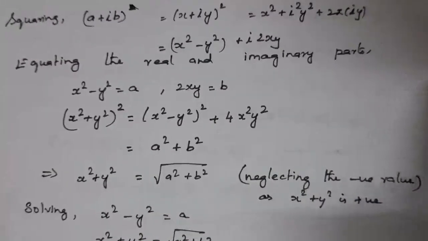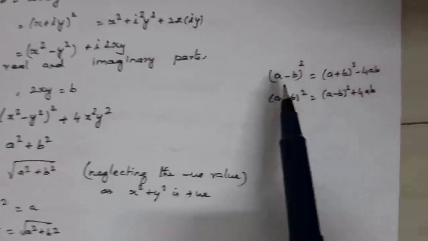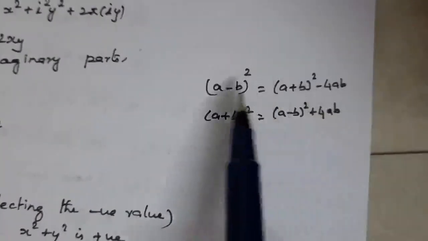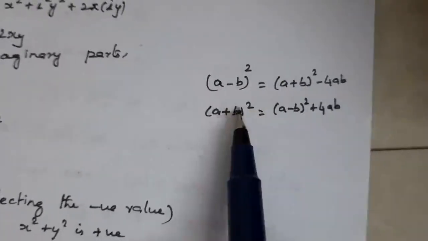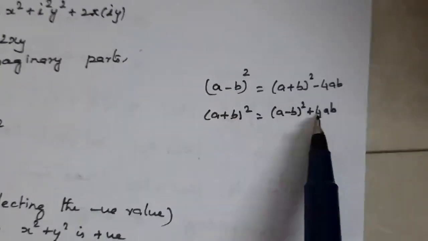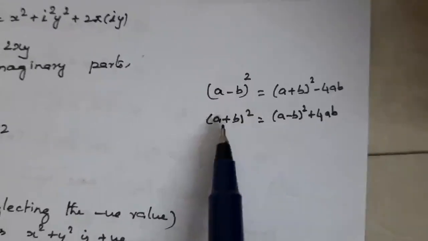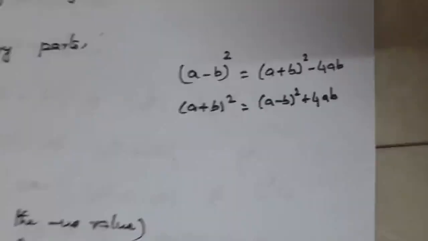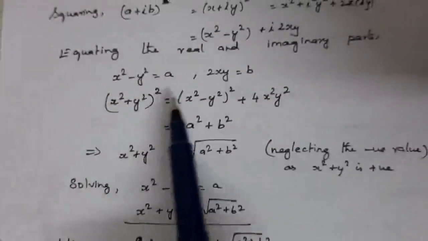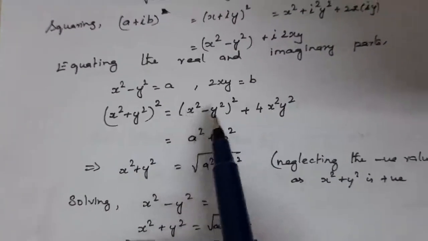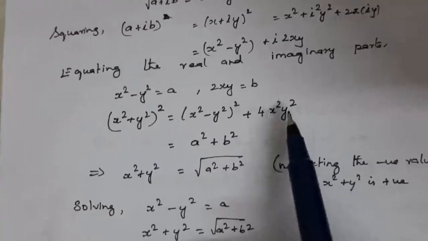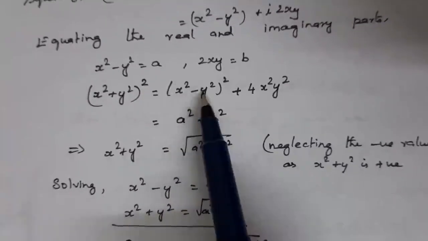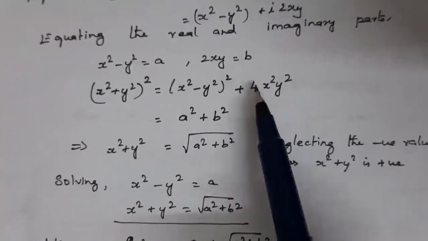Now remember one formula: A minus B the whole squared is equal to A plus B the whole squared minus 4AB, an algebraic formula. So A plus B the whole squared is equal to A minus B the whole squared plus 4AB. So we are going to use this by taking A as x squared and B as y squared. We have x squared plus y squared the whole squared is equal to x squared minus y squared the whole squared plus 4x squared y squared.